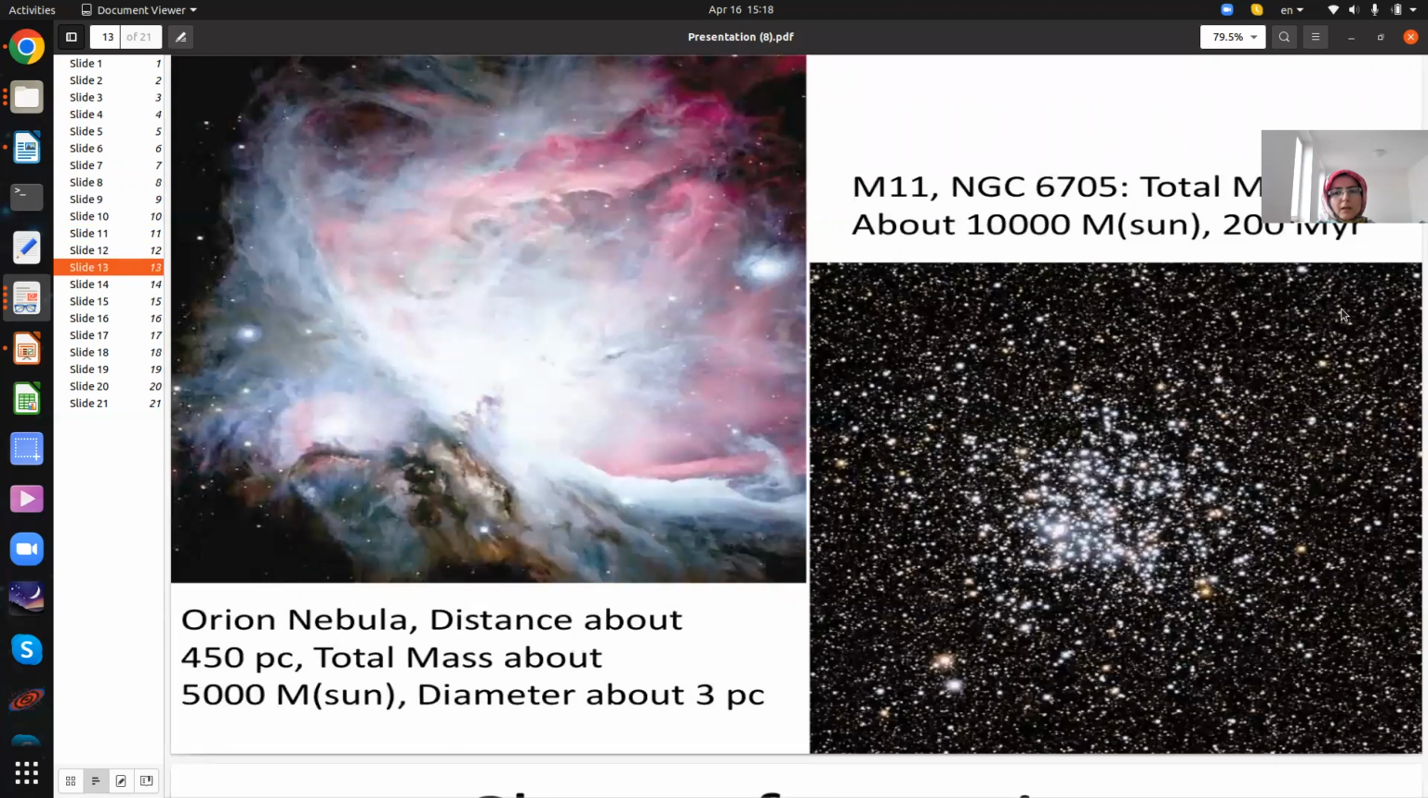Here we have, on the right, NGC 6705, total mass about 10,000 solar masses, and it is 200 million years old. On the left, you see the Orion Nebula, at a distance of about 450 parsecs, total mass about 5,000 solar masses, and diameter about 3 parsecs.